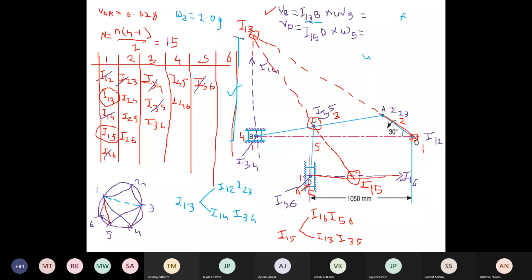Omega 2 upon omega 3. What is the formula? Is equal to क्या आएगा? What is the formula? I13, correct? And I multiplication of 2 and 3. Is it right? Divided by क्या आएगा? Divided by I12, correct. भूल गए सब. And I23.